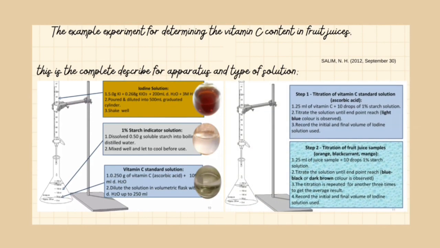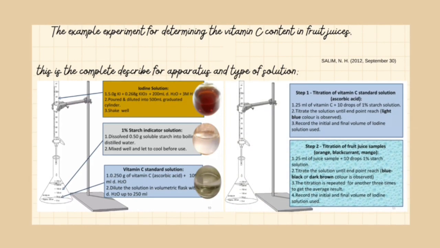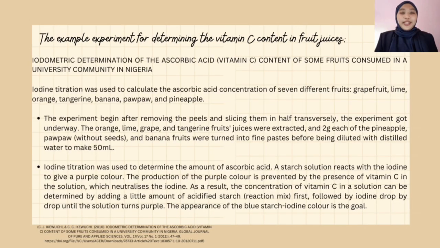So, for the example experiment, we chose determining the vitamin C content in fruit juices, and this completes the description of the apparatus and types of solution. Now, I will give an example experiment related to this topic. The experiment is the iodometric determination of the ascorbic acid, vitamin C, content of some fruits consumed in a university community in Nigeria. The ascorbic acid content of 7 different fruits: grapefruit, lime, orange, tangerine, banana, pawpaw, and pineapple was determined by iodine titration in order to know which fruit will best supply the ascorbic acid needed by the body.